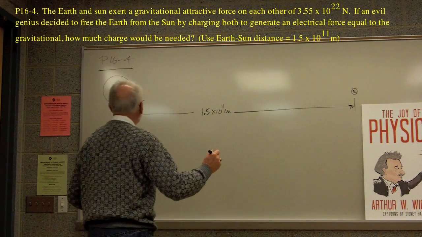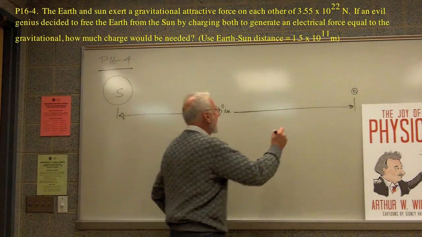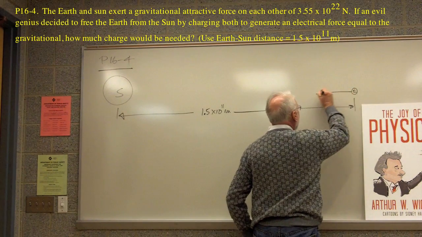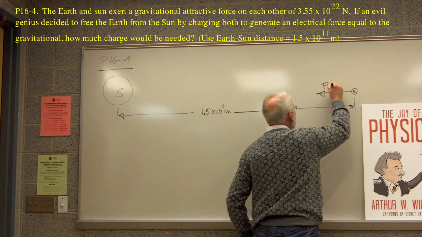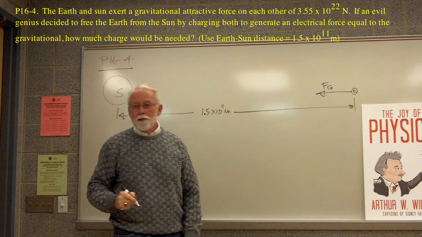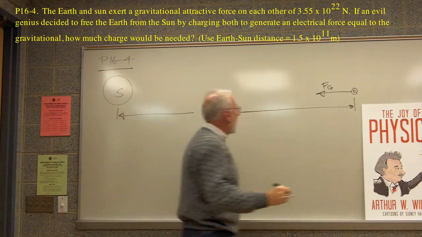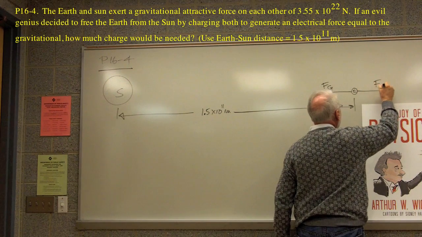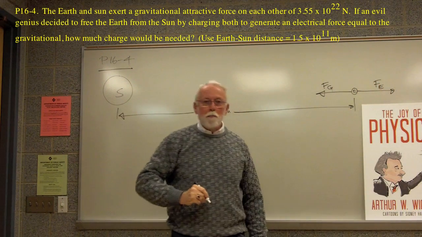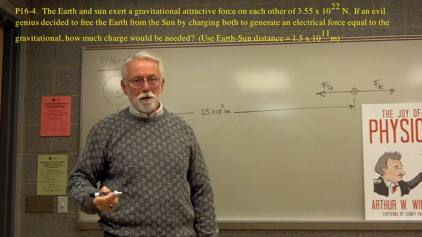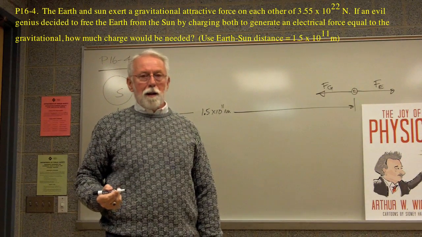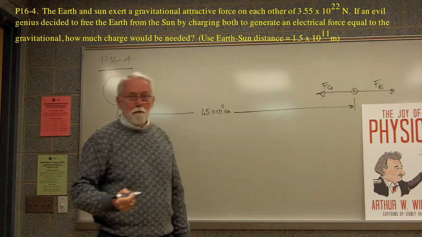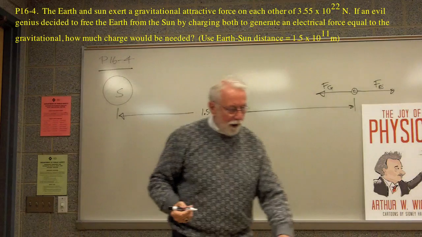Right. So, of course, what we're saying here is that normally the earth has a gravitational force which is attracting it to the sun, which is what keeps us in our orbit, and evil genius wants to make an electric force which is equal but opposite, so it's therefore repulsive. Okay, sounds like a tough job even for an evil genius. So how can we do that?